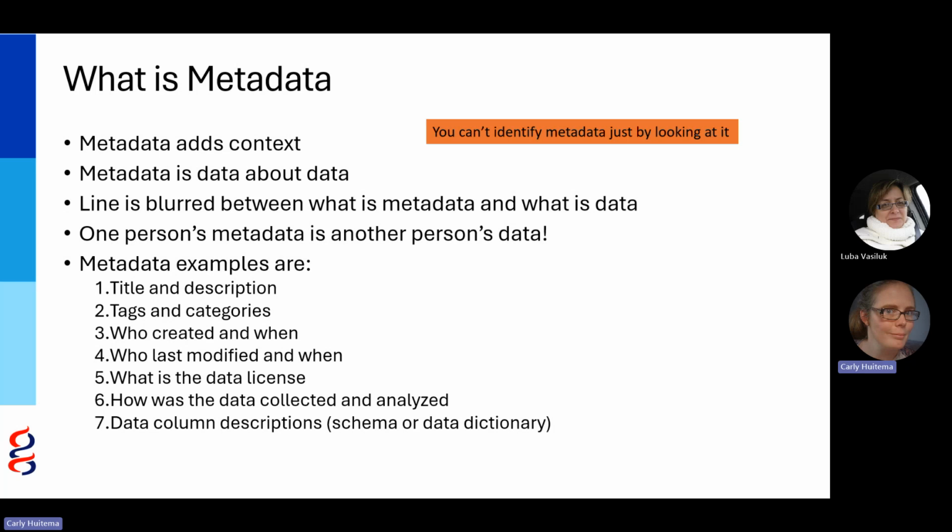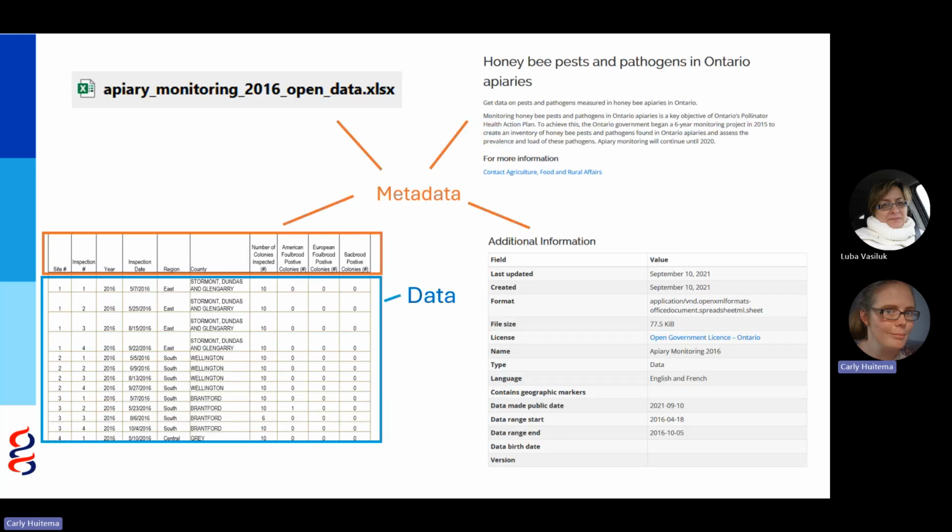It's not special data. It's just data in context. It's data in a relationship. And the line is very blurred between what is metadata and what is data, because as I said, one person's metadata is another person's data. So metadata examples are like the title and description, or tags and categories, the cataloging metadata, the analytical metadata, the data license that goes with your data, etc.